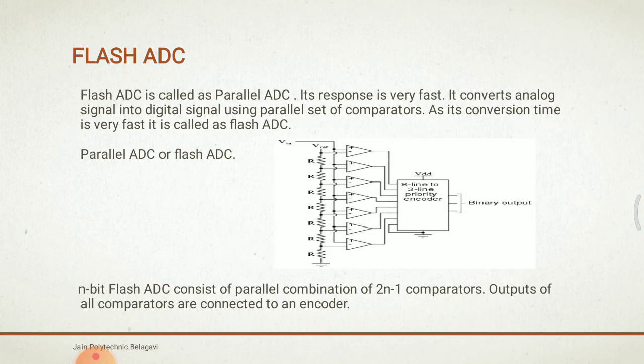An N-bit flash ADC consists of a parallel combination of 2 raised to N minus 1 comparators. Outputs of all comparators are connected to the encoder. See here, there will be an 8 line to 3 line priority encoder, and binary output will be there. There are 7 comparators connected in parallel, so you convert that analog into digital. Its conversion time is very fast, so we are naming it a flash ADC.